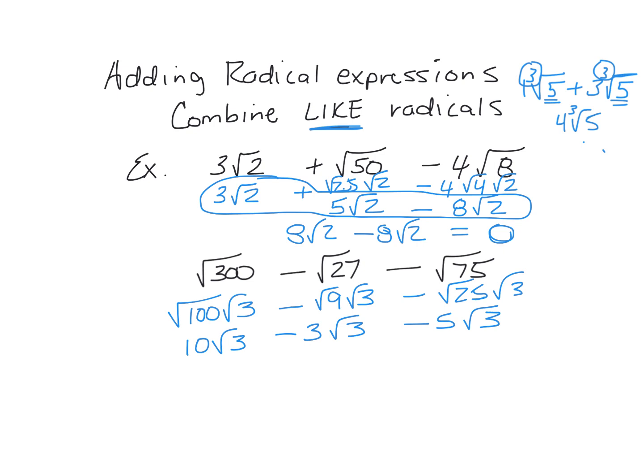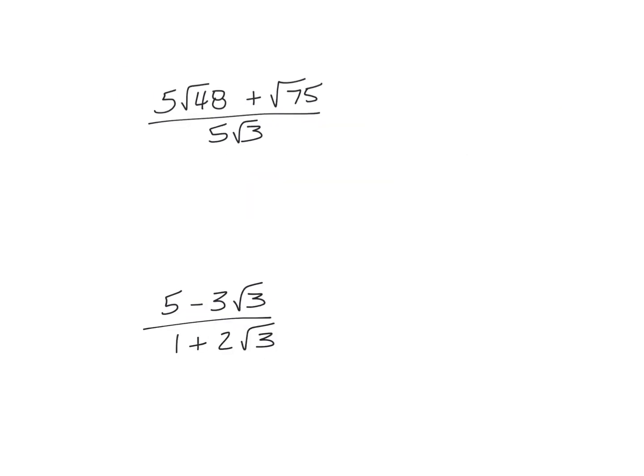Now combining these, and I could do this in any order. If I combine these two, that would be 7 root 3, because they're like terms. And then I'm subtracting 5 root 3, which would give me 2 root 3. So when you're adding expressions, you're going to combine like radicals. When subtracting, just add the opposite, as we've done all year long.